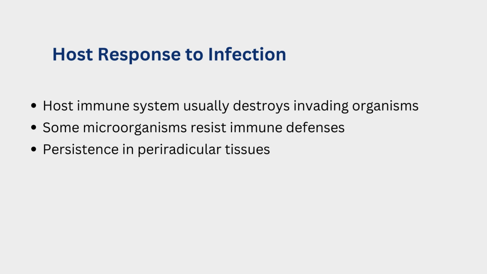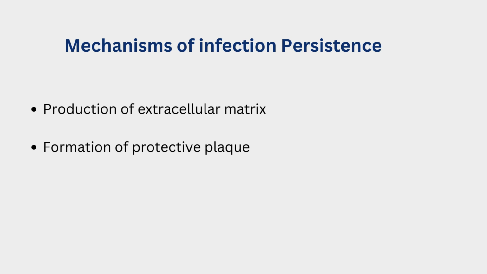However, some microorganisms are able to resist the immune defenses and persist in the periradicular tissues, leading to ongoing infection. Microorganisms can persist in periradicular tissues by producing an extracellular matrix or forming a protective plaque. These mechanisms allow them to evade the host's immune defenses and maintain their presence in the tissues.